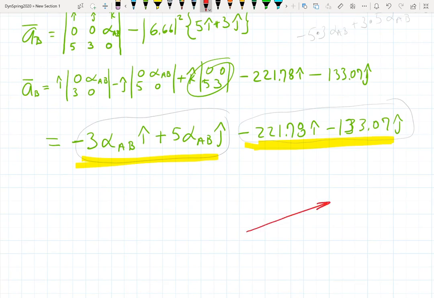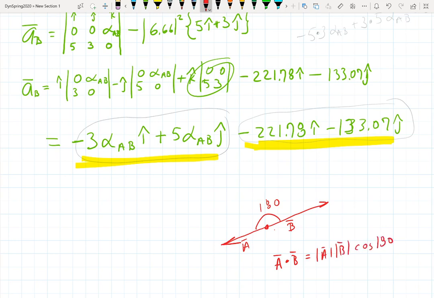I have a vector that goes like this. I have another vector that goes like this. So I can take this vector, move it here, it's 180 degrees. Call it here's vector A and here's vector B. A dotted with B is going to be equal to magnitude A, magnitude B, cosine of 180.